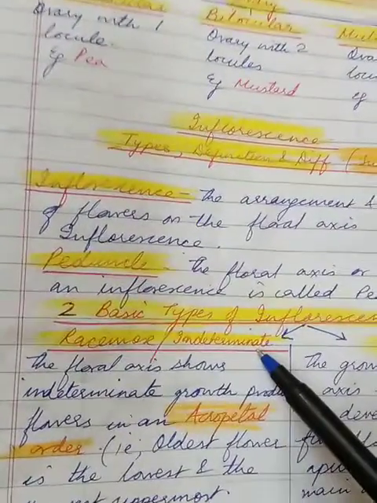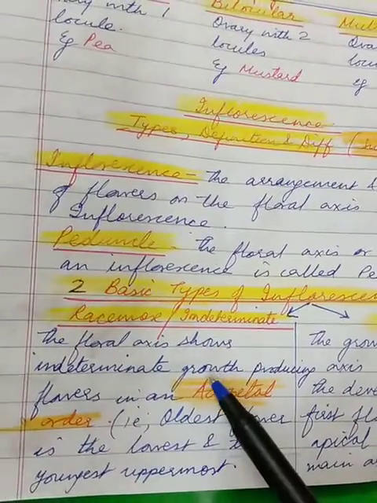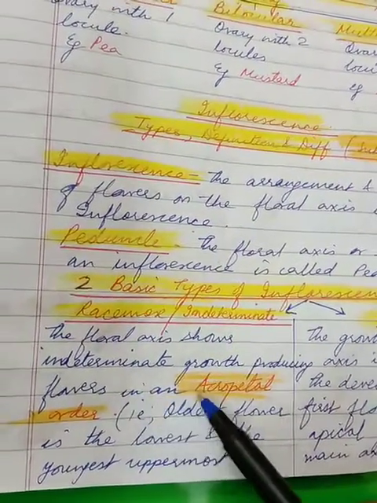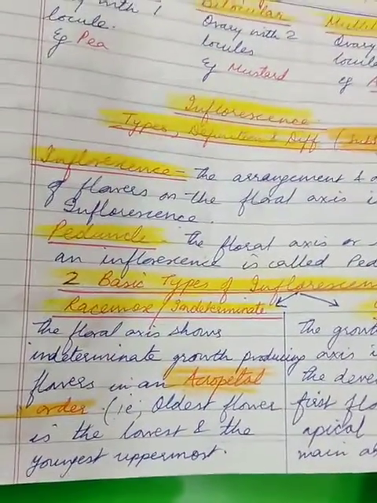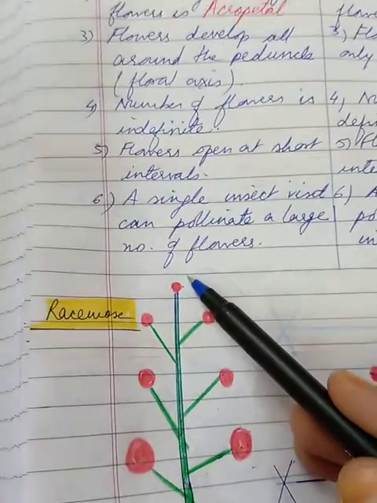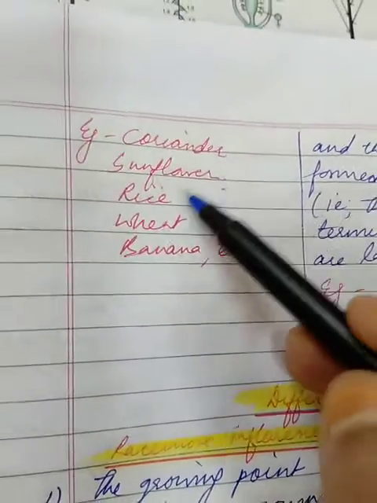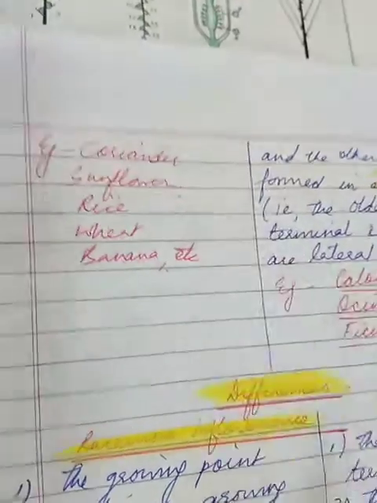Racemose, also called indeterminate. In this, the floral axis shows indeterminate growth, producing flowers in acropetal succession or order, oldest in the lowest part and youngest at the uppermost. This is what I am telling. Oldest at the bottom, youngest at the top. Examples: coriander, sunflower, rice, wheat, banana, etc.